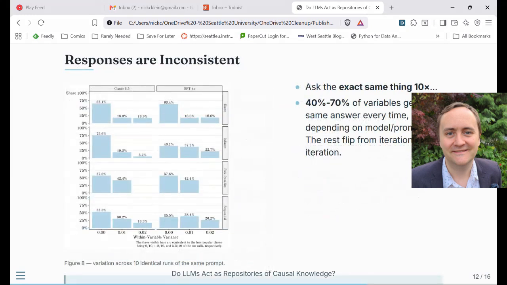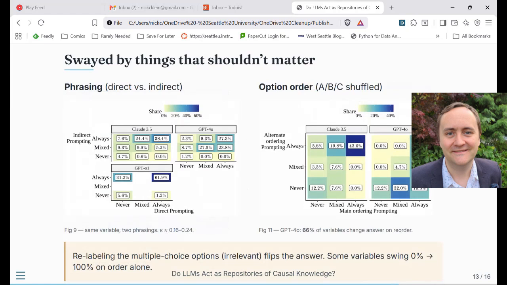We also get inconsistent responses. So when we asked 10 times, only about 40% to 70% of the variables, based on method, gave the same response every time. The rest flipped from response to response. So whatever retrieval or potentially reasoning it was doing, it was not very consistent at that. And also, this is concerning as well. It was swayed by things that shouldn't matter.